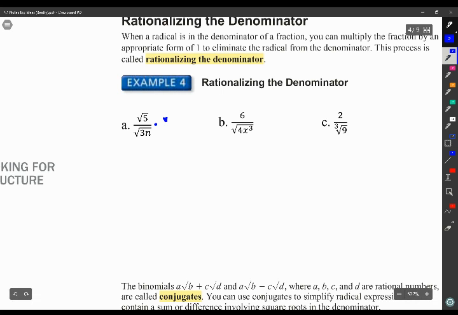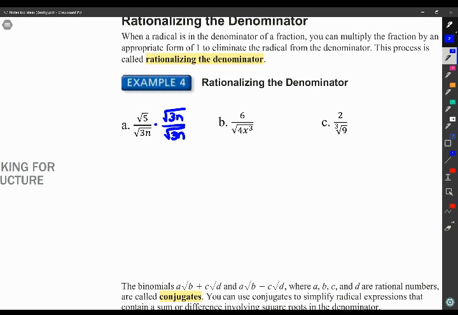So we're going to multiply the top by root 3n. And remember that the square root of 3n over the square root of 3n is the same thing as 1. So we're really not changing the problem. We're just rewriting it in a different form.